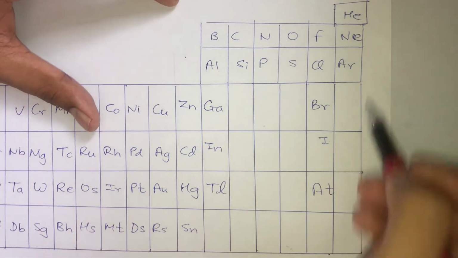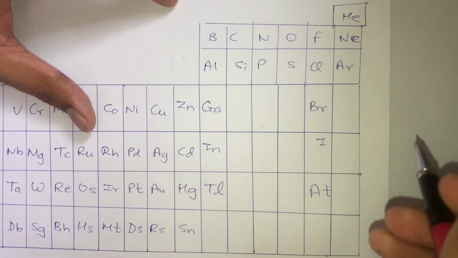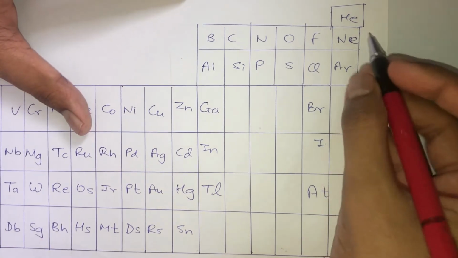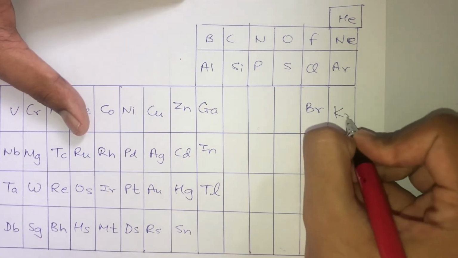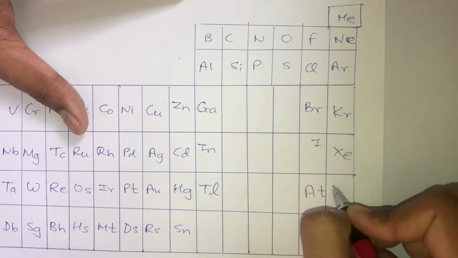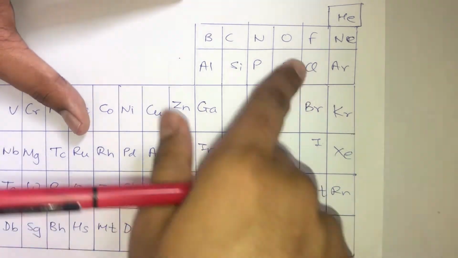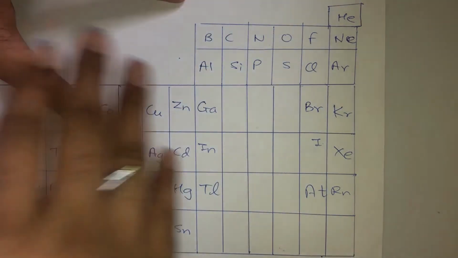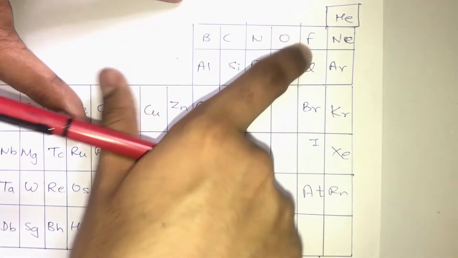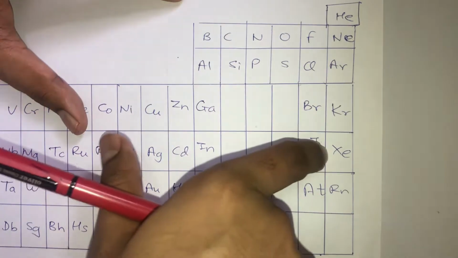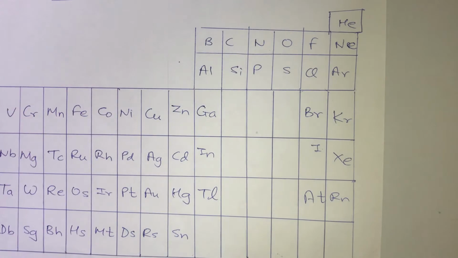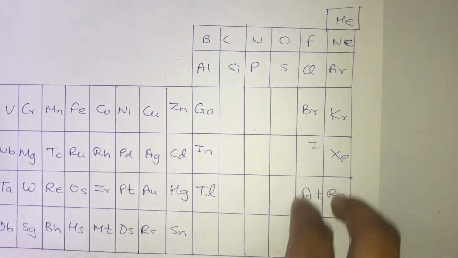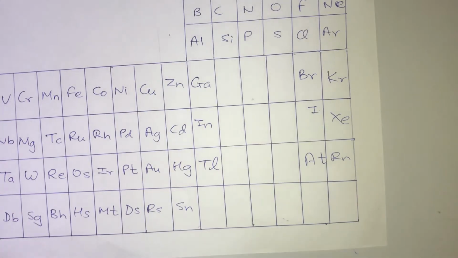Similarly with the inert gases or the noble gases: helium, neon, argon, krypton, xenon, radon. So these are like rhyming words. Okay, so these two groups are easy for you all to remember, no need to worry about them.